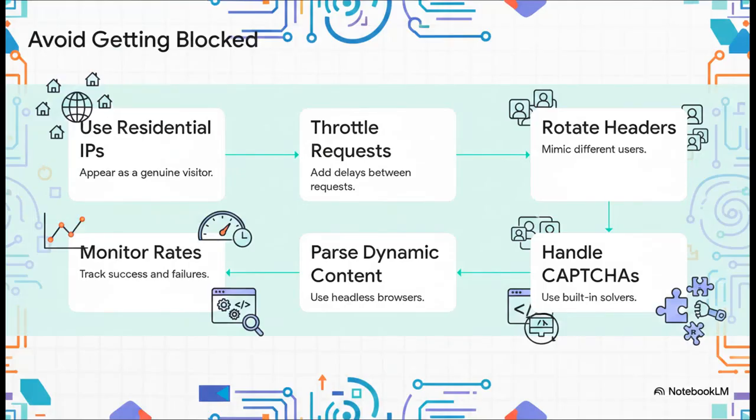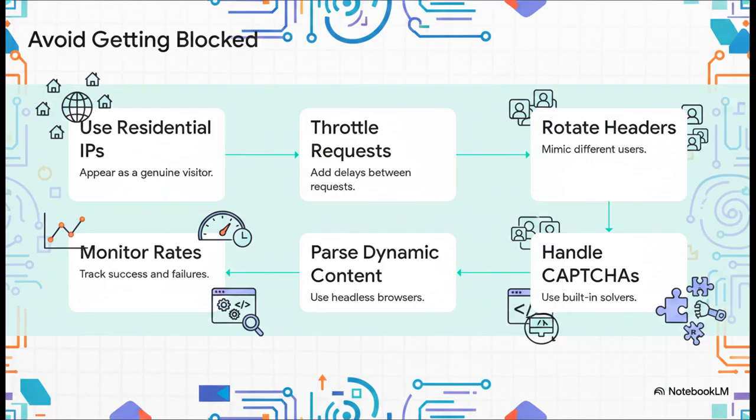Number 1, as we just covered, you have got to use residential proxies. 2, you need to throttle your requests, add little random delays so you don't look like a machine. 3, constantly switch up your user agents and headers to look like different browsers and devices. 4 and 5, you need a way to deal with CAPTCHAs and parse content that loads dynamically. And finally, number 6, you have to monitor your success rates to see what's working.